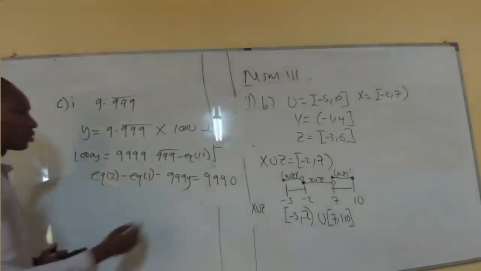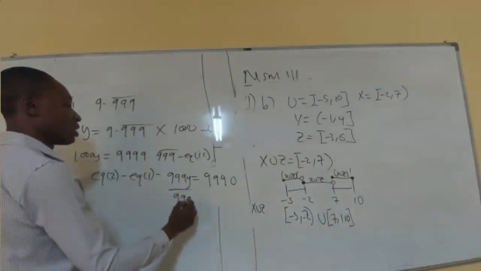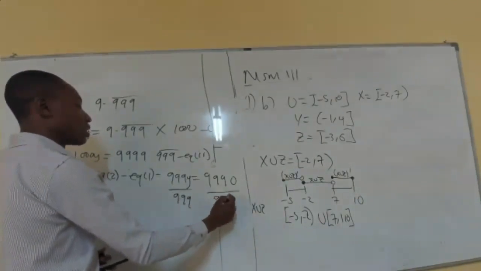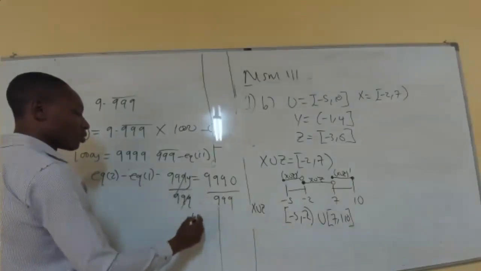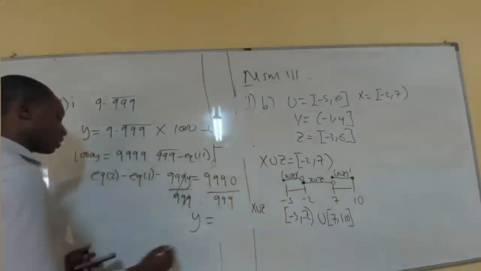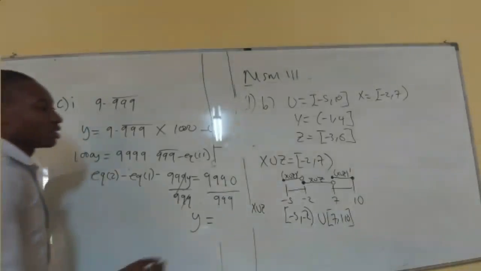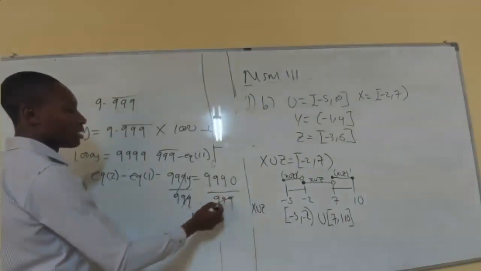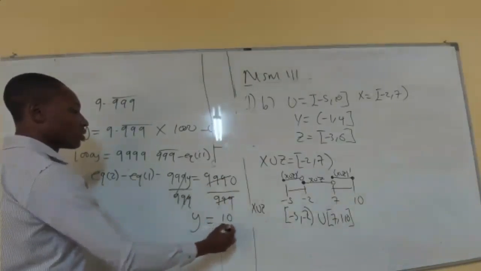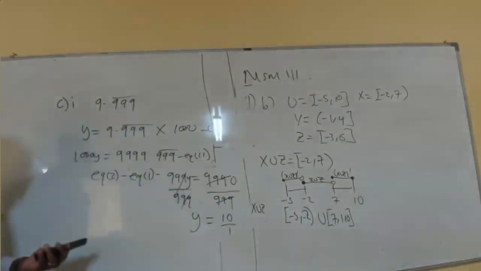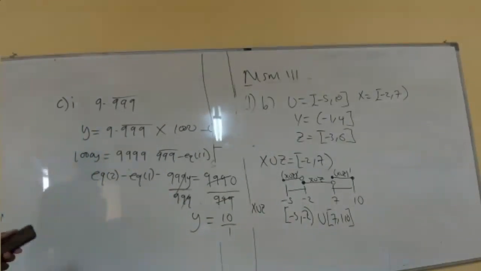So 9,990. Divide both sides by 999 over 999. So y basically is 9,990 over 999. If you see, 999 can actually go into this 10 times. So we have 10 over 1 as your final answer. Basically, it's 10 over 1.